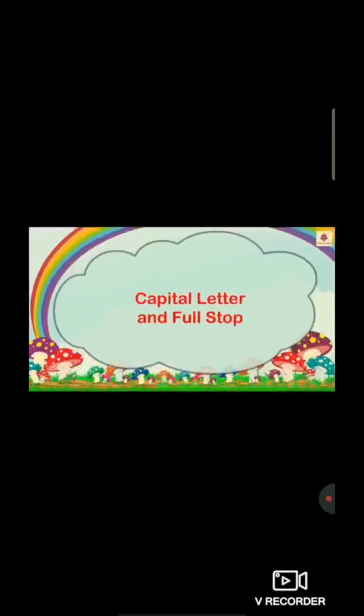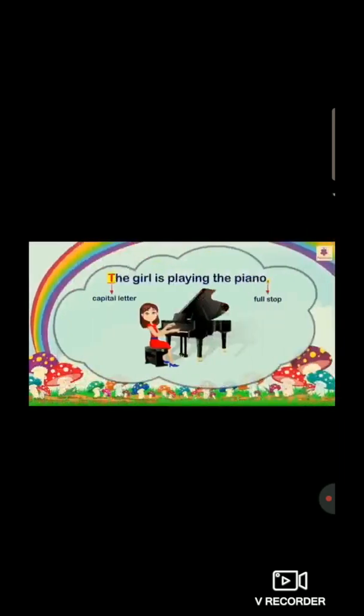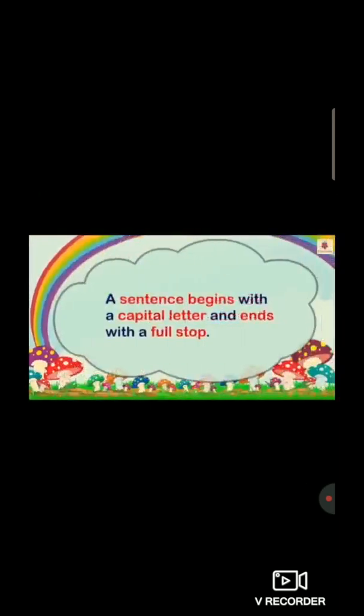So students, come to the very first one. It's capital letter and full stop. Look at the following sentence. The girl is playing the piano. Now, students, notice the beginning and the end of the sentence. As you can see here, the word "The" starts with a capital letter because it is the first word in the sentence. So, the very first letter T starts with capital, right? The sentence also ends with a full stop because it states clearly what the girl is doing now. So we say that a sentence begins with a capital letter and ends with a full stop.